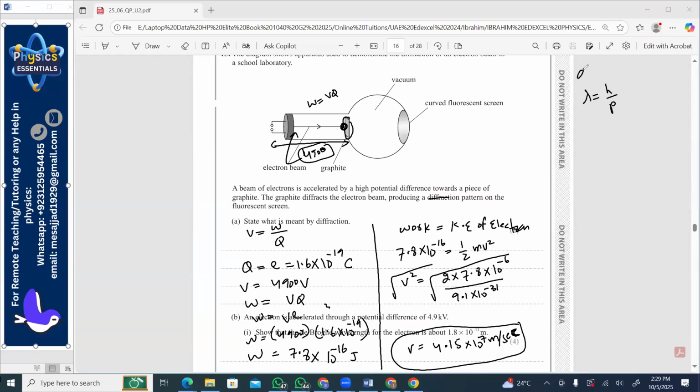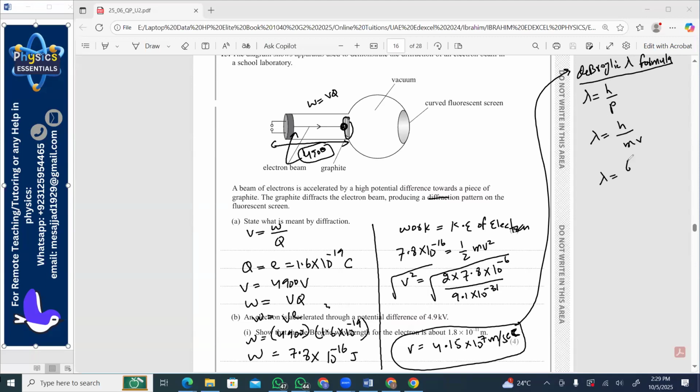So now, because of this speed, you are able to find out the de Broglie wavelength using the formula of de Broglie wavelength. The de Broglie wavelength formula is lambda equals h over p, and p is m times v.